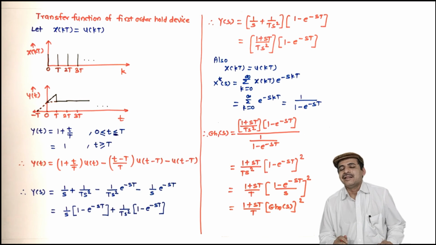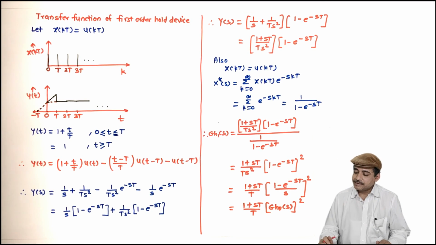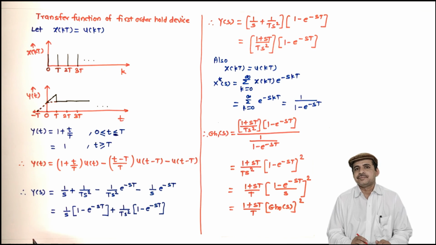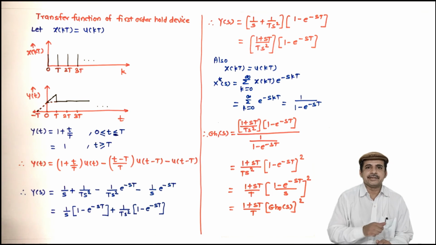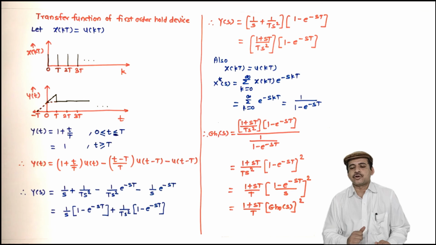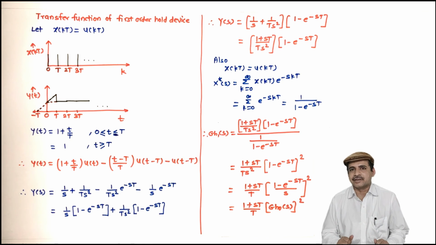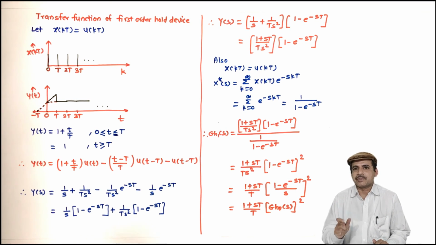It is done. The point to make is, here there are two poles at the origin, which reduces the stability as compared to the zero order hold. And that is why in control systems, as stability is the most prime factor, generally the zero order hold device is preferred for the reconstruction process.